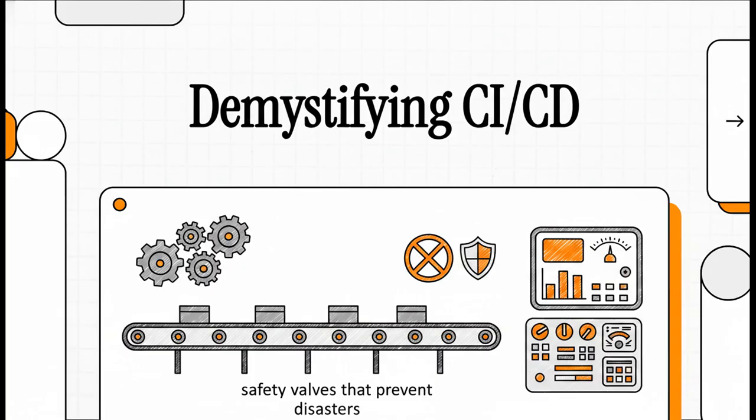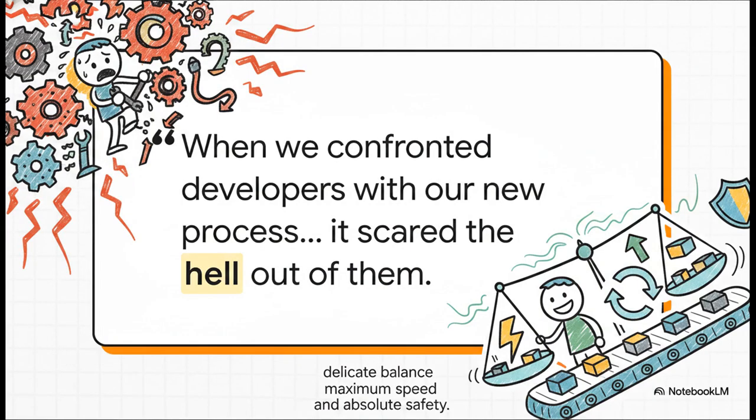Think about it. Top tech companies are literally deploying code thousands of times a day. So today, we'll explore the machinery building that code, the safety valves preventing total disaster, and the control panels used to measure success. Okay, let's dive into this.